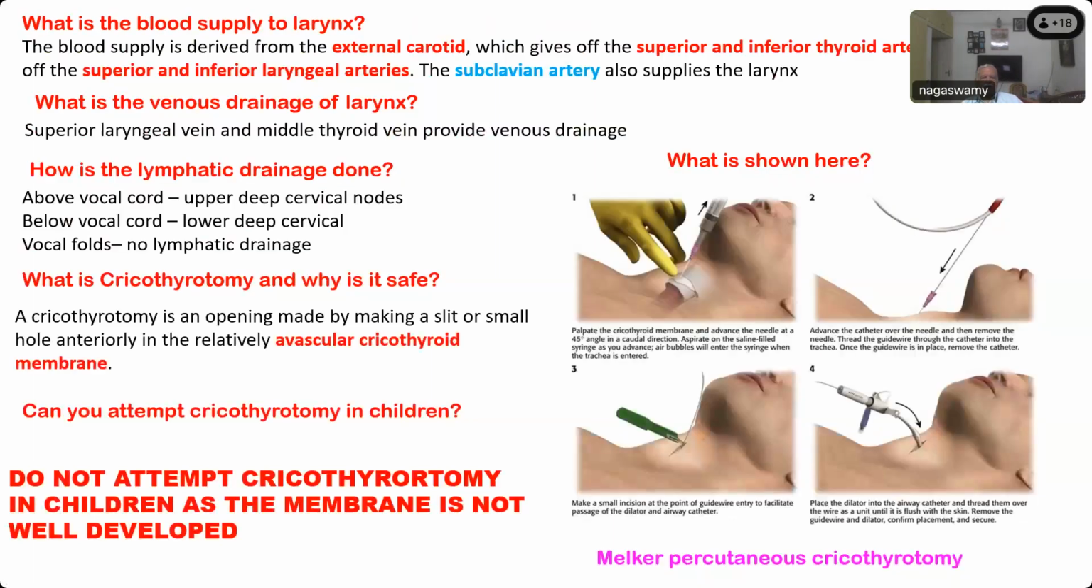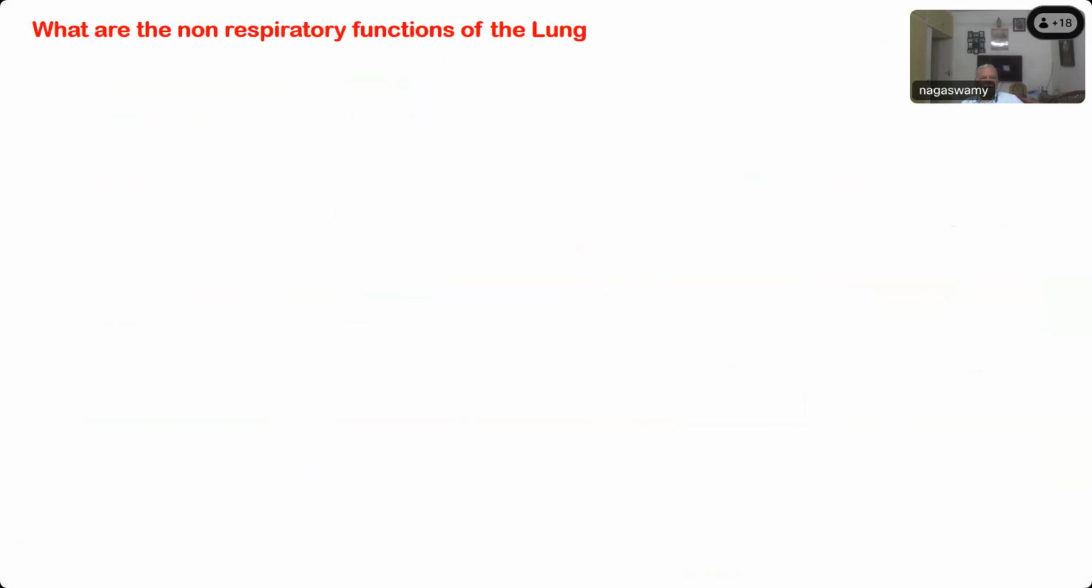Now with that we finished the anatomy of the nose and the larynx. Now we go to some non-respiratory functions of the lung. What are the non-respiratory functions of the lung? The part of physiology. Acid-base balance. That means elimination of carbon dioxide and maintenance. That is part of the respiratory function. The question is non-respiratory functions.